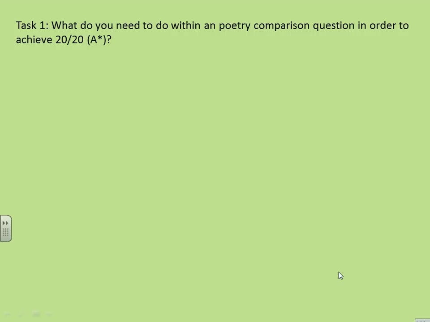Okay, before we start, I've got 2 tasks for you because hopefully you should be revising this already. Task number 1, what do you need to do within a poetry comparison question in order to achieve perfect marks? So essentially, what do you have to cover to tick off all the things on the mark scheme? And secondly, what method should you use to accomplish this? Okay, so pause this very quickly, note down how you think you should answer this and the things you should include.